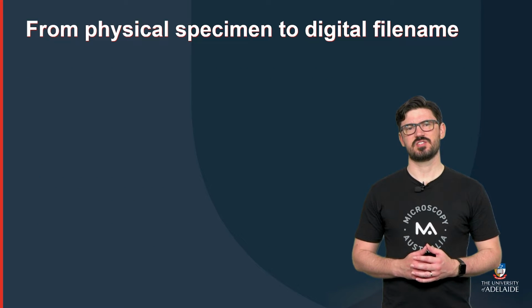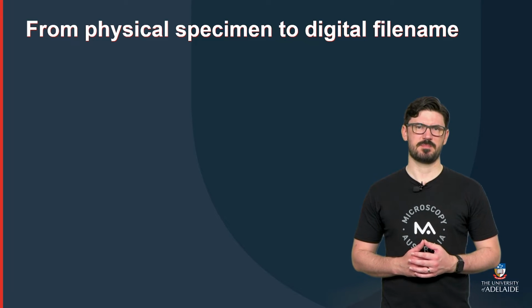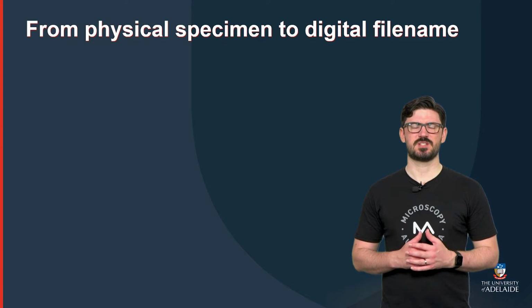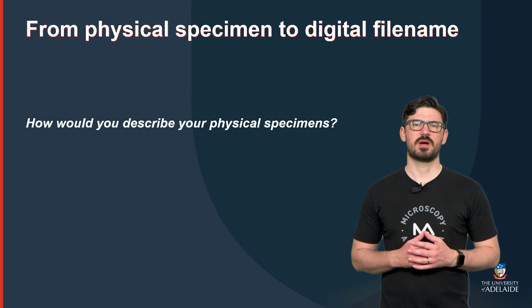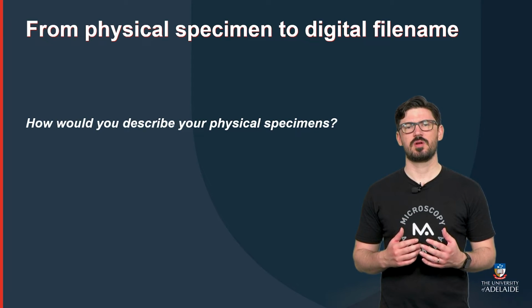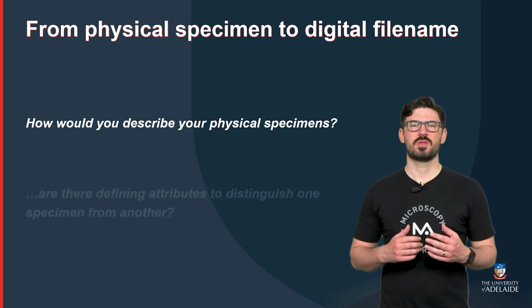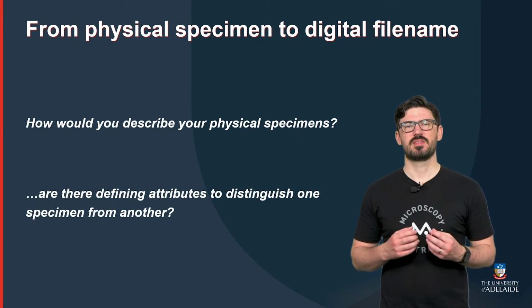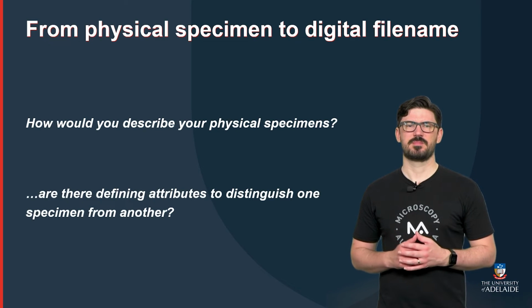To create a convention, it's useful to think about the physical specimen to be imaged in microscopy. Many users are currently busy preparing their specimens for time in our facility. And I want you to think now how you would describe those physical specimens to a colleague, friend, boss, or even a family member. Think whether there's some defining traits or features, what we're going to call attributes, that are important to distinguish one specimen from another.